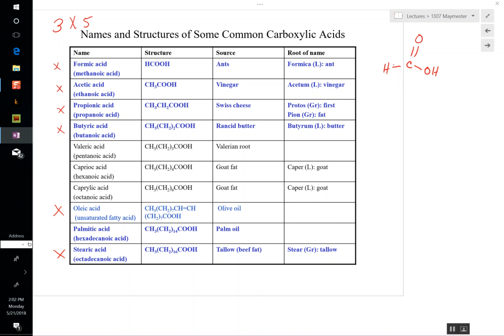All right, so that's formic. And I don't know, formica is Latin for ant. All right, so they figured this out. I guess this is where we get that root word. So form often is going to mean 1 carbon. You've already seen formaldehyde.